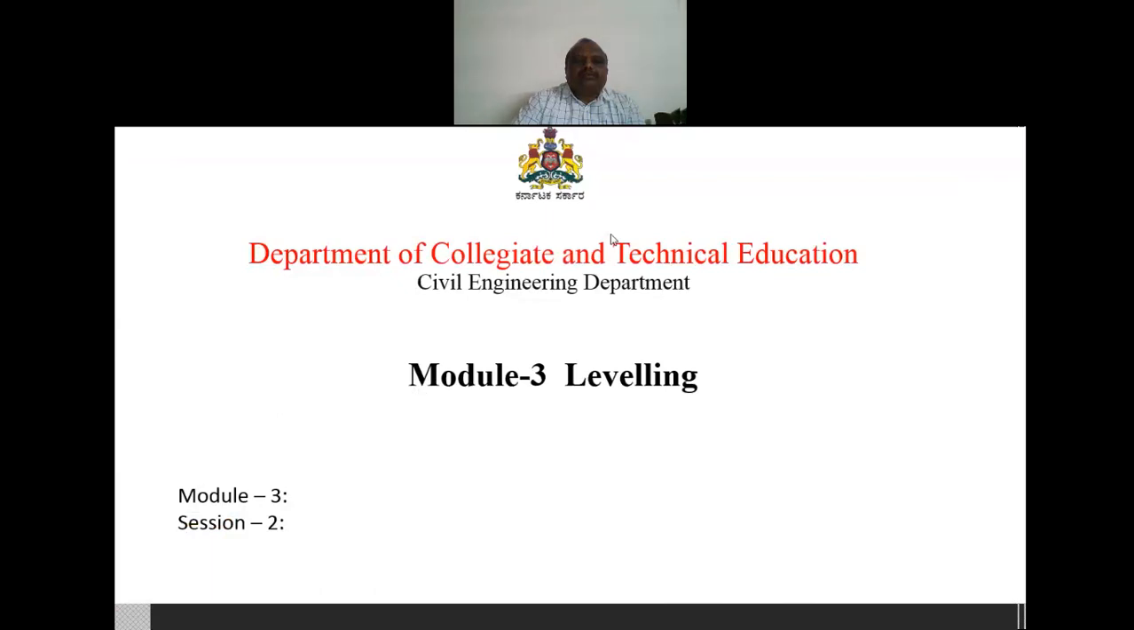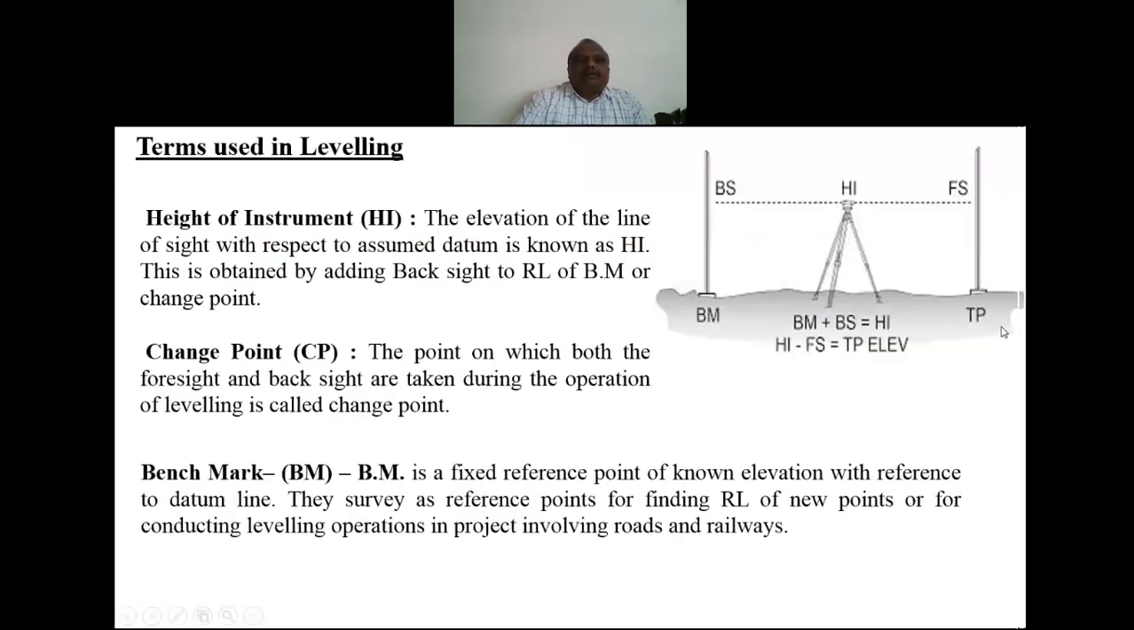Session 2 will discuss terms which are used in leveling and types of leveling. Terms used in leveling are height of instrument, change point, benchmark, backsight, foresight, intermediate sight, etc. So we will discuss one by one.